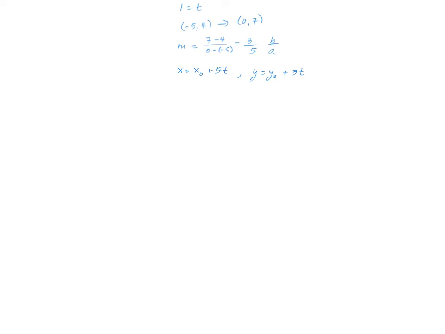Okay. So remember, I'm starting at the point -5, 4. So if I put in -5 for x, and my starting t value is going to be 1, because that's where I ended previously. So this is going to be -5 equal x sub 0 plus 5. And solving for my x sub 0, I get -10.